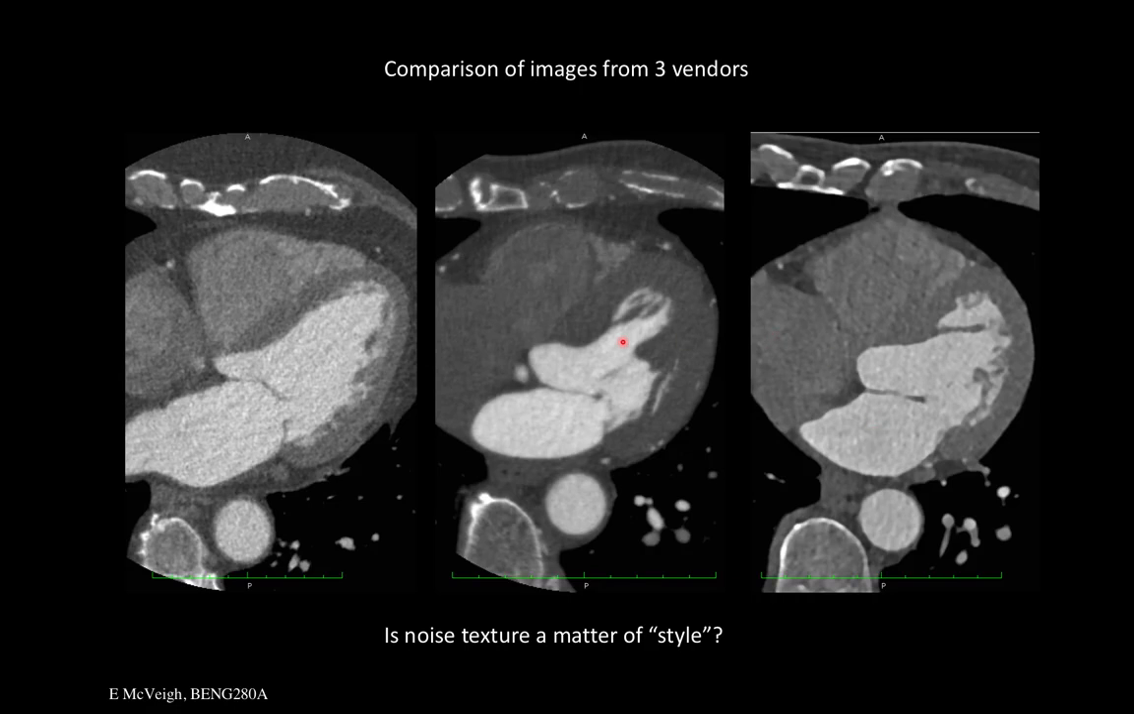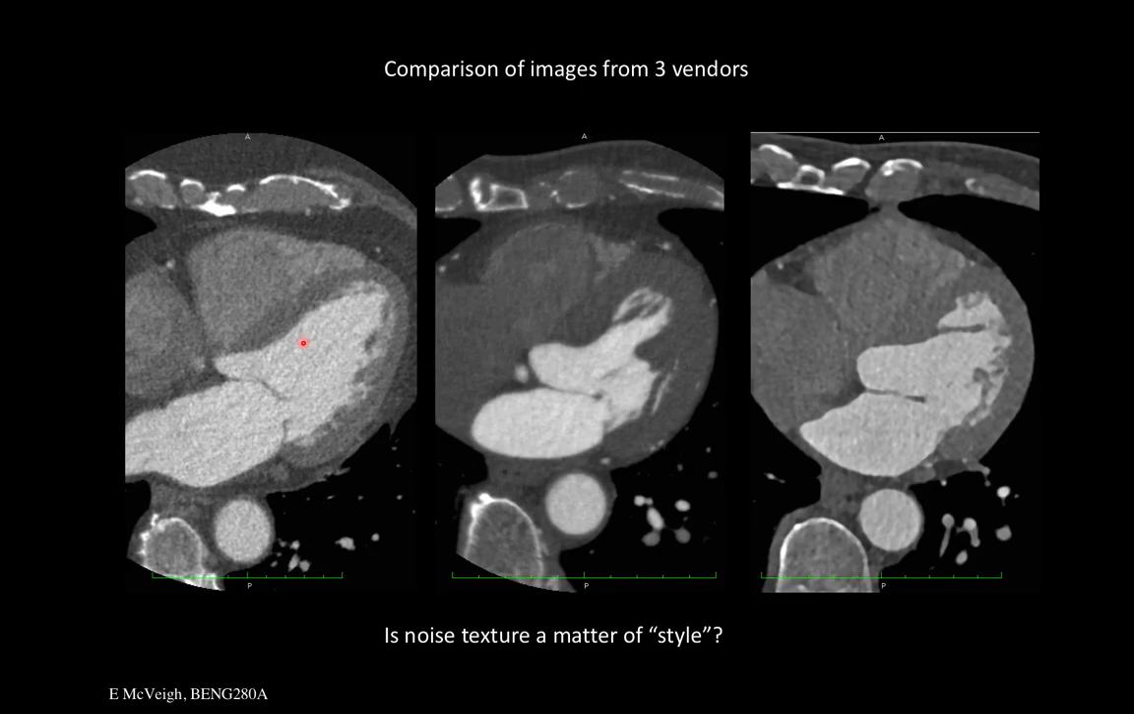Okay. I thought the first one had a lot more contrast than the other two. Yeah, that's a good question. If you put a line through this, which would be the contrast between the myocardium and the blood, or the vessel and the fat and stuff like that.